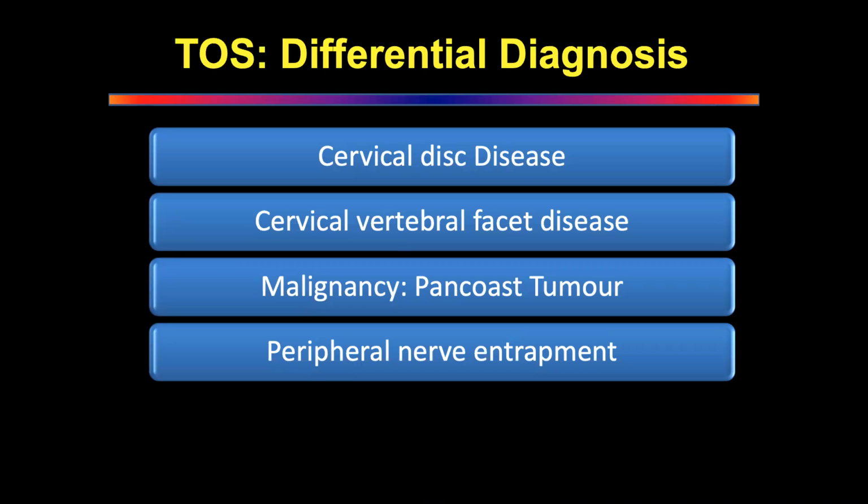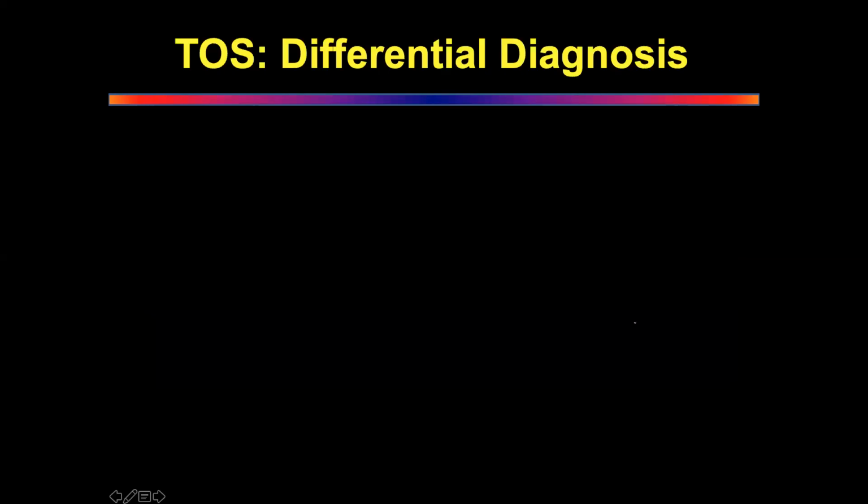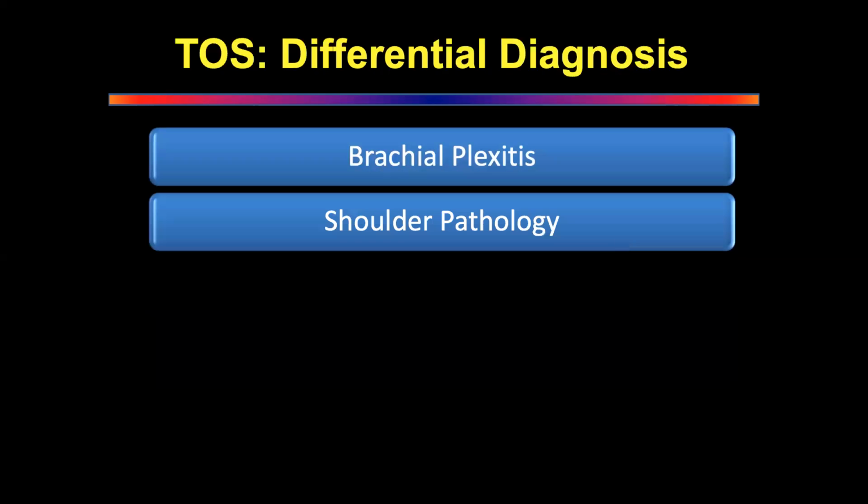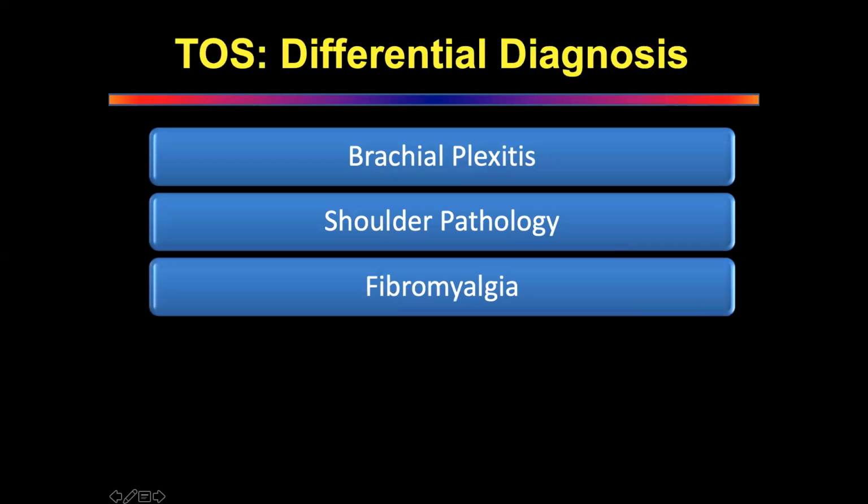Other shoulder joint problems. Okay, what else? There are some medical problems like multiple sclerosis, fibromyalgia, hypothyroidism. Good. What about brachial plexitis? Inflammation of the brachial plexus. Shoulder pathology. Somebody said shoulder pathology. You said fibromyalgia. Well done.